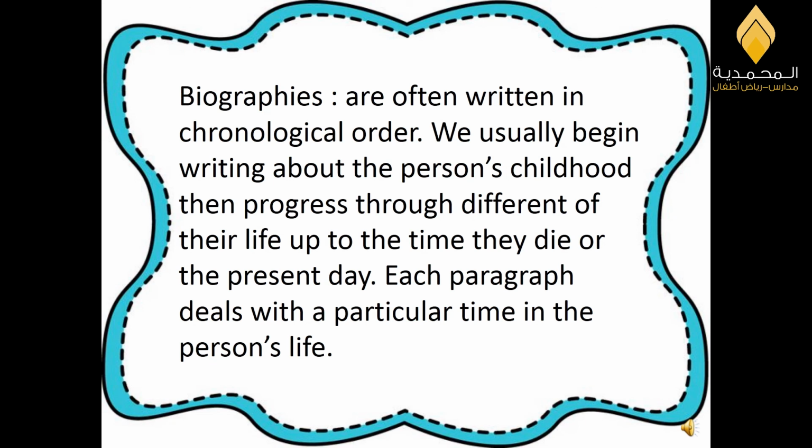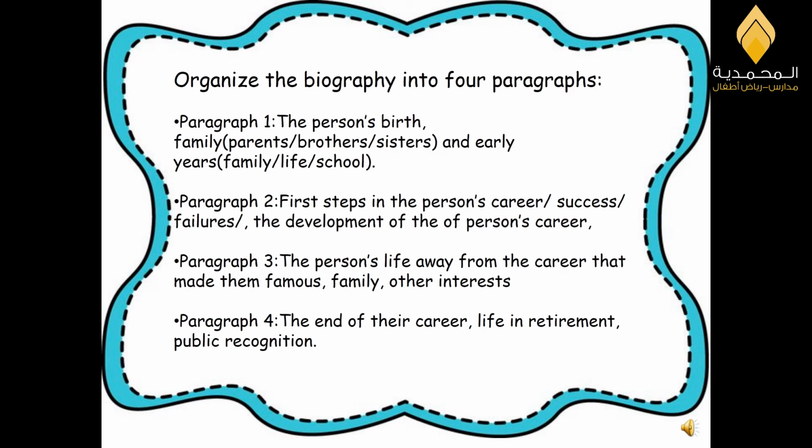So what are biographies? Biographies are often written in chronological order. Okay? So we usually begin writing about the person's childhood, then progress through different stages of their life up to the time they die or the present day. So each paragraph deals with a particular time in the person's life. So how can you organize the biography? You have to organize the biography into 4 paragraphs.